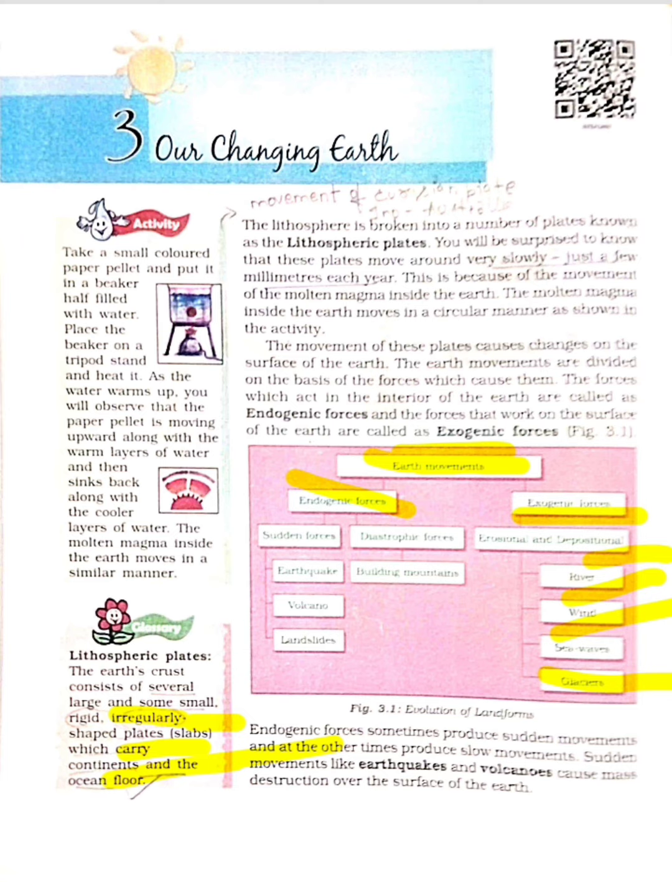By the term endo, we mean inner, and exo means outside. Genetic forces means the forces which release. So we can say that the endogenetic forces act inside and the exogenetic forces act outside.